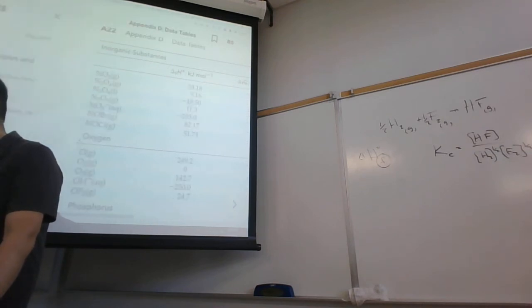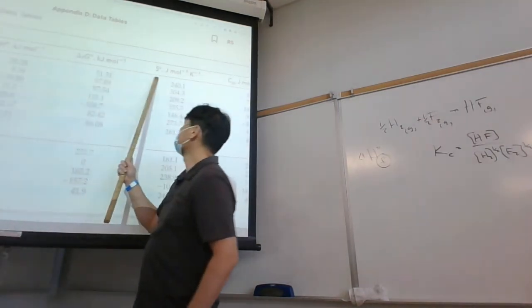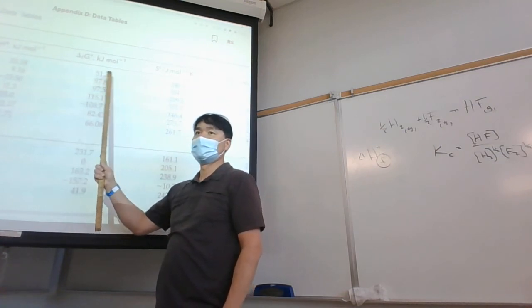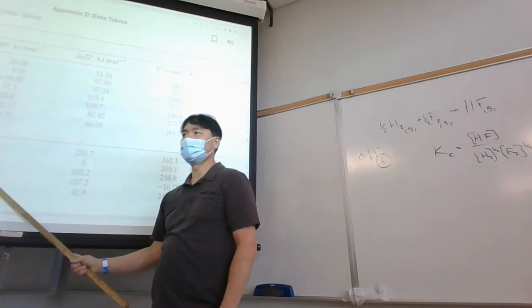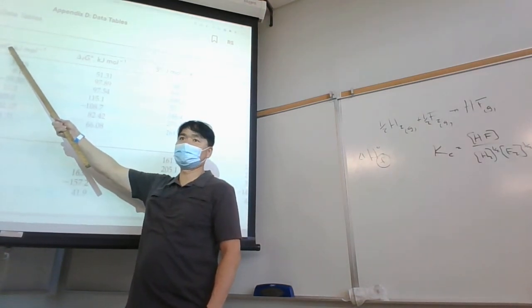So we need this. This semester, we're going to add delta G and S to the mix. So you need to know this stuff very well. What does this symbol mean, that little superscript? Define it for me.